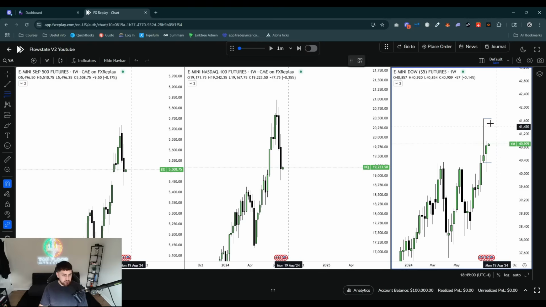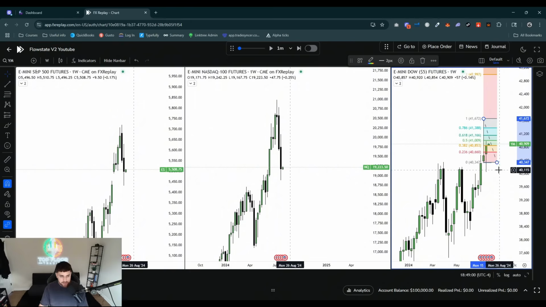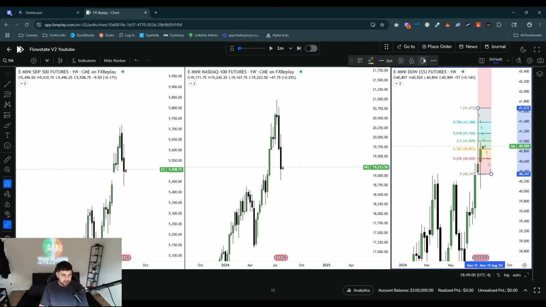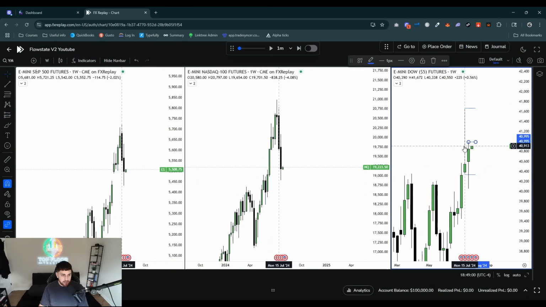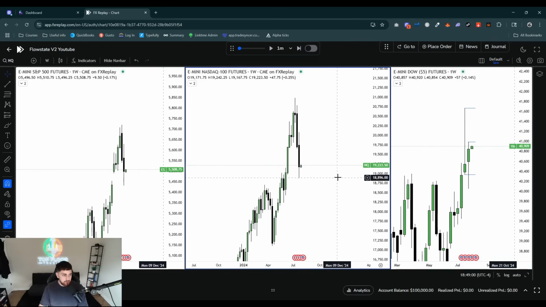We do have to keep in mind that we have to pay attention to the 0.5 of the previous week, and I know FX Replay always resets my settings every single time I start a new session. They reset my settings. I have no idea why. Anyways, we got the previous week high here, and right above that is the 0.5 of this range that we are currently in on YM. So I'm bullish on YM.